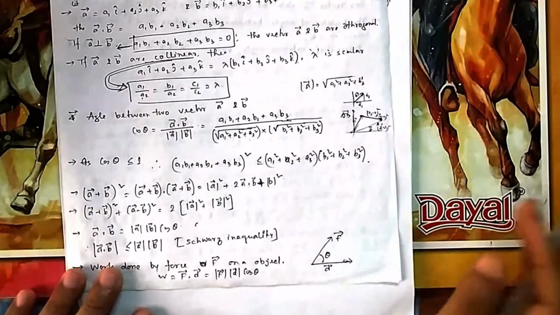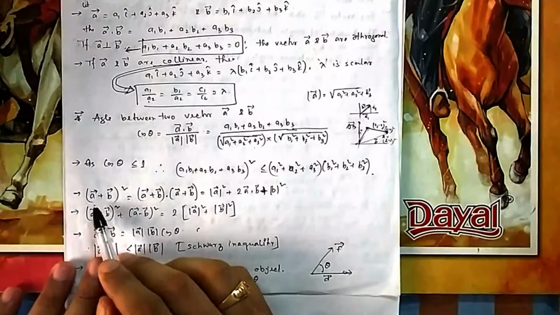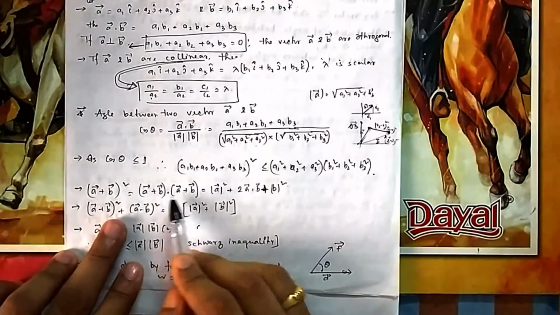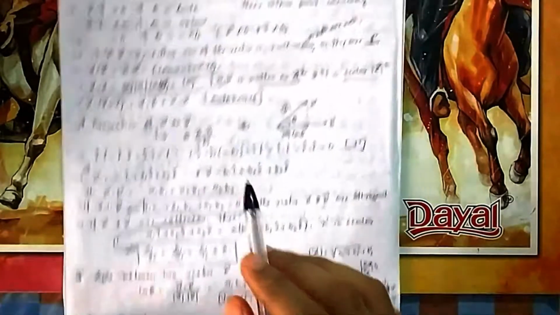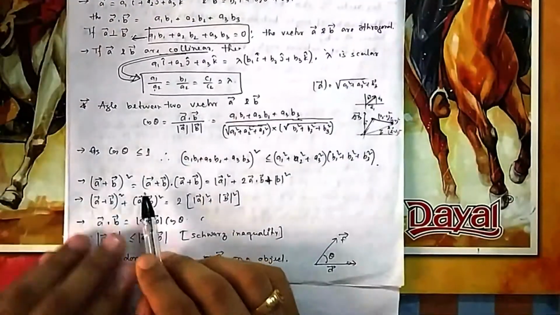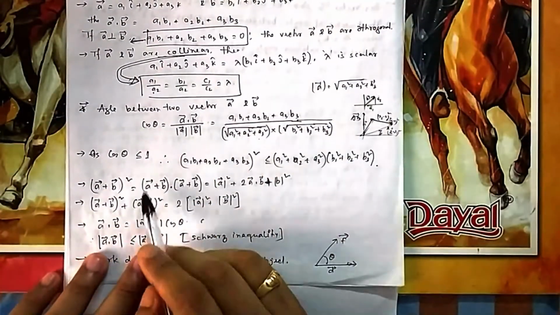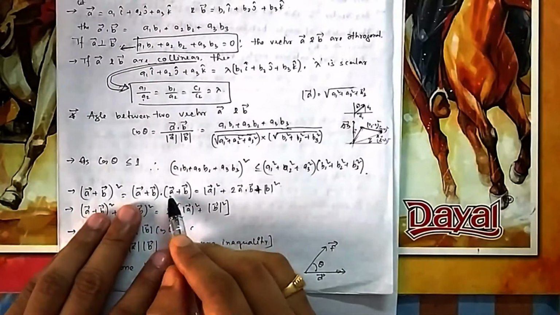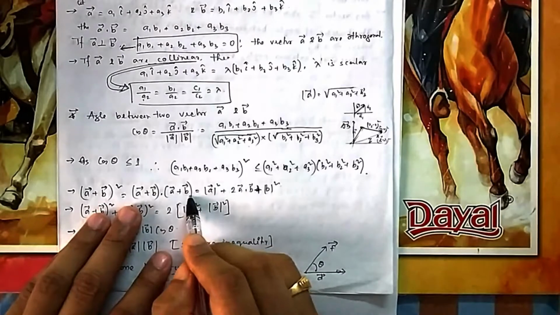Now some examples, some typical examples I tried to give here. Suppose if I write a vector square, I told you, that means nothing but this vector dot with the same vector. That's what the symbol of vector square is. So a plus b whole square is not literally a plus b into a plus b. It is a plus b dot a plus b. So if you dot it, a dot a, then a dot b, b dot a, then b dot b.